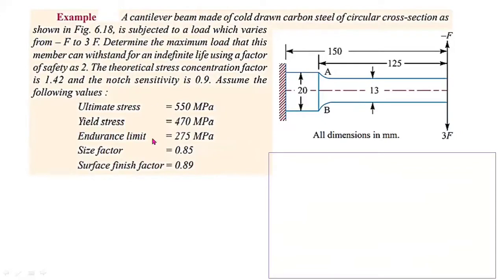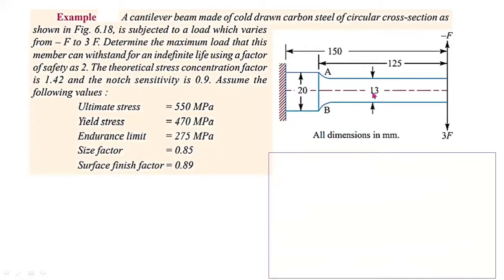This is the given question, this is the given diagram. This is a cantilever beam. Here you can observe this is a fixed support. This is a free end. At the free end, we are applying a shear force from -F to 3F. Here you can observe this is a stepped shaft. The diameter of the larger shaft is 20 mm and the diameter of the smaller shaft is 13 mm.